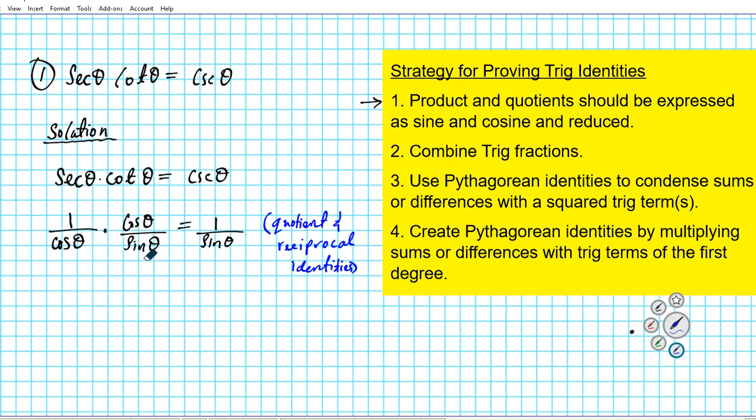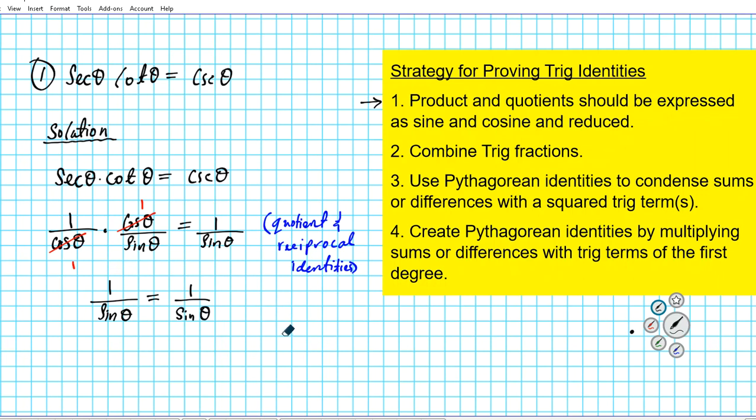Now that we've made use of our quotient and reciprocal identities, take a look at what we have. Do you see any common factors that can be divided out? The answer is yes. Notice cosine is in the denominator of the fraction on the left and cosine is in the numerator here. So these two can be divided out, and when you multiply, the resulting reduced fraction will have 1 over sine theta. 1 over sine theta is equal to 1 over sine theta.